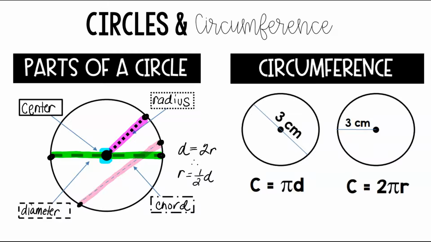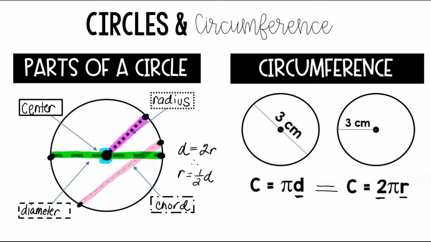There are 2 of them. One of them says the circumference is pi times the diameter. The other one says circumference is 2 pi r. They are actually exactly the same because 2 times r will give you d.